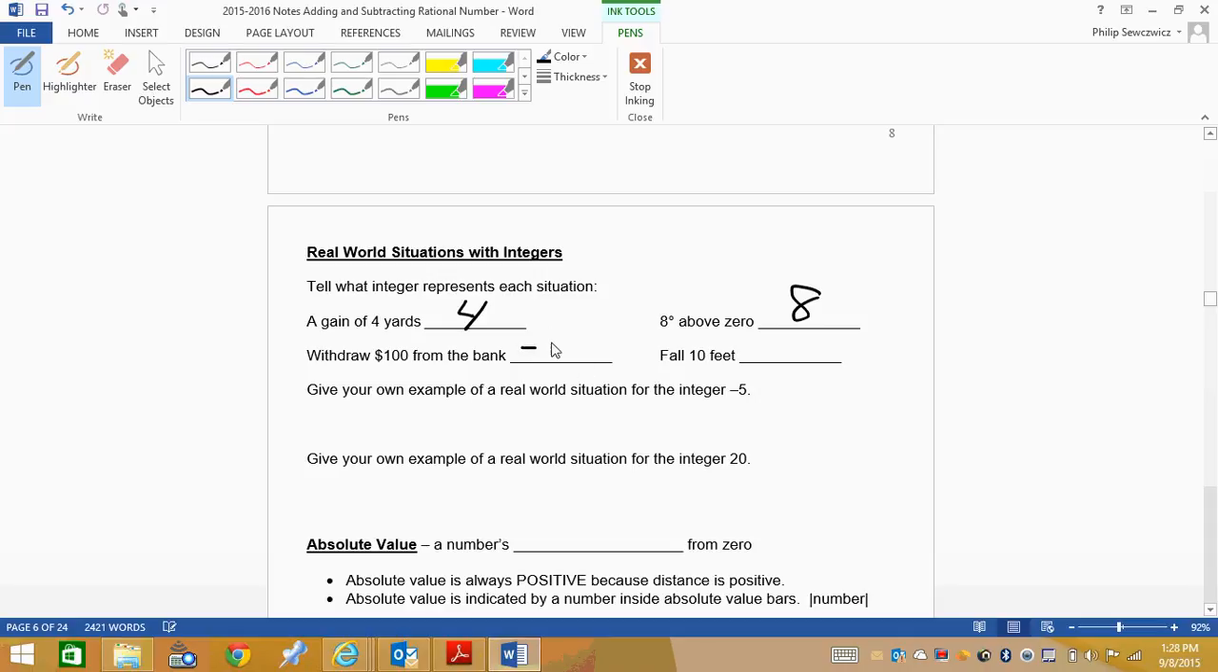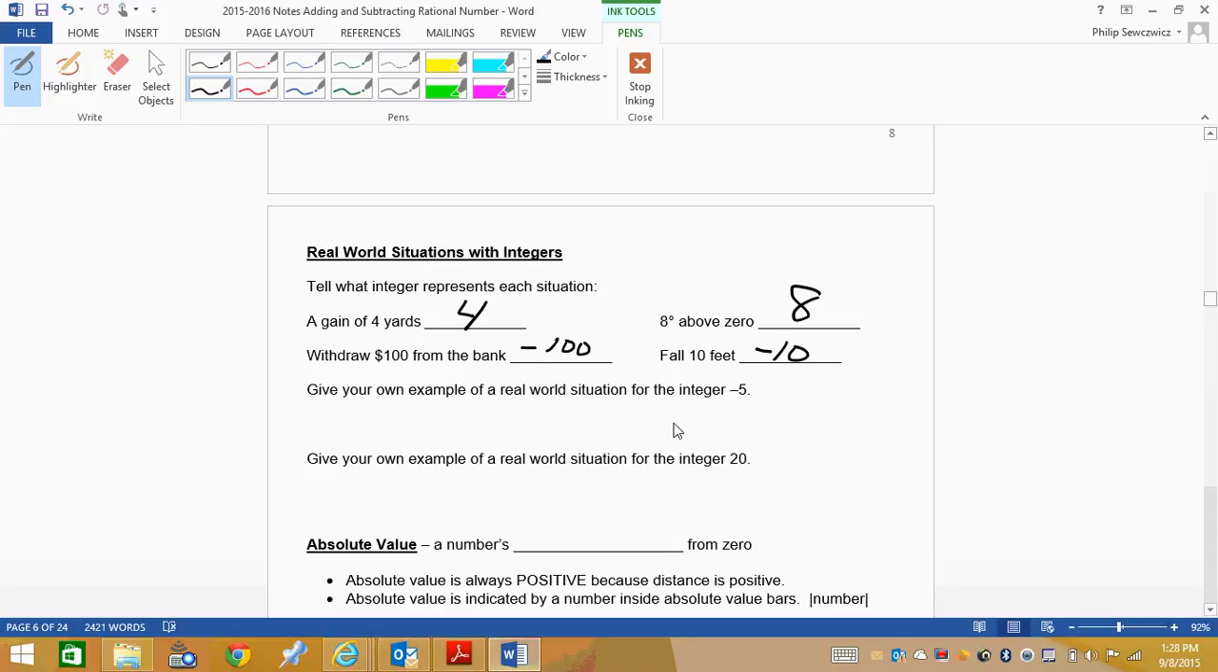If I withdraw $100 from the bank, we are taking it out. It is a negative. Now you think, but wait, I'm gaining 100. Well, no, you're not, not really. Remember, everything's about the bank account. Otherwise, we'd just be sitting at the ATM just taking money out the entire time. Yes, and that would be a problem. All right, if we fall 10 feet, we are dropping, so it is a negative, so negative 10.